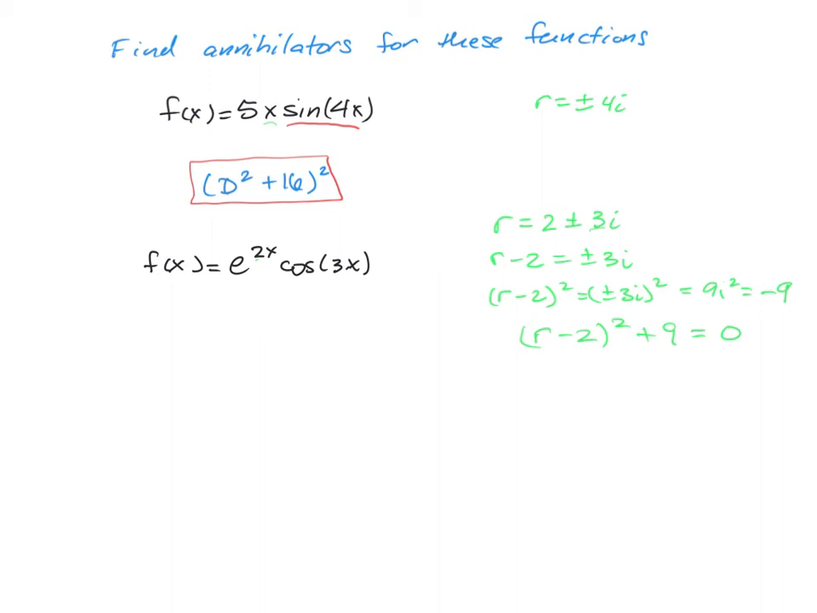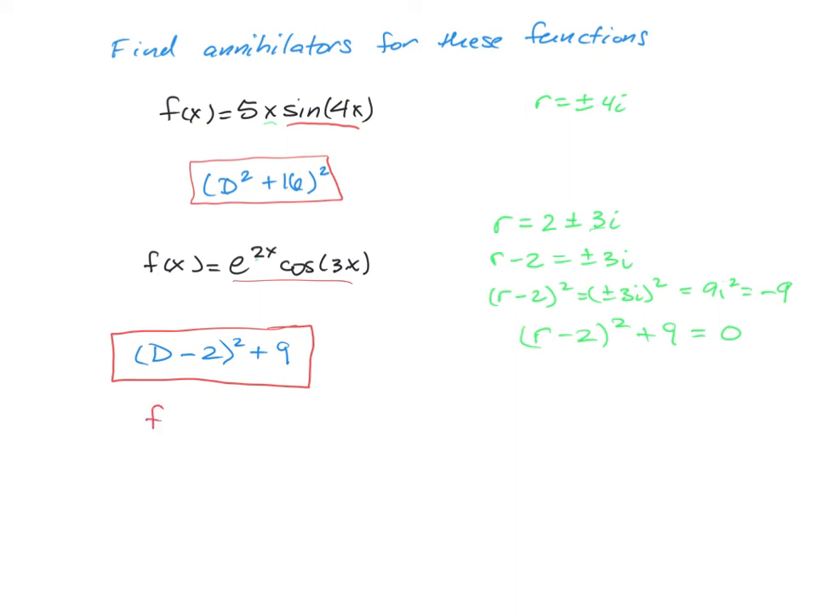Our annihilator would be D minus 2, squared, plus 9. So what we're saying here is if you were to take the operation of D minus 2 twice and then add on 9 times the function, you would get 0 for an answer. So our annihilator is D minus 2 squared plus 9. And again, you could actually prove this formally by just applying this annihilator to that function and getting 0 for an answer. For the next one, we have a similar example.